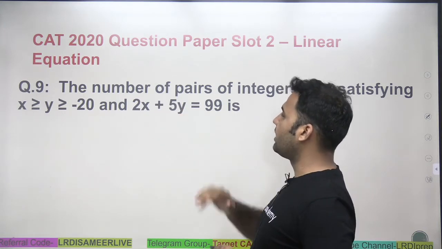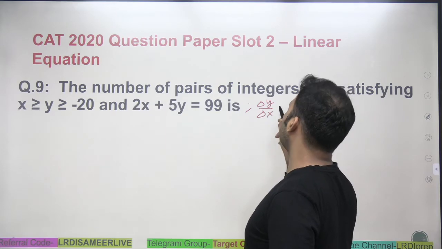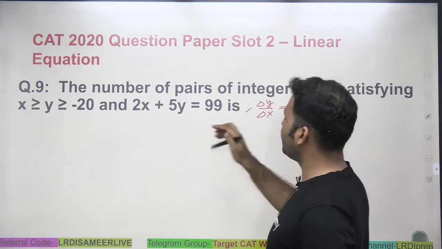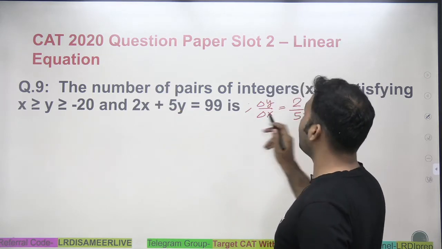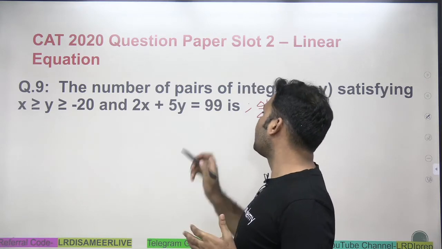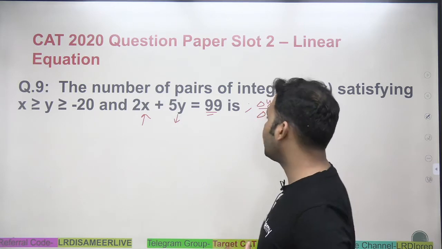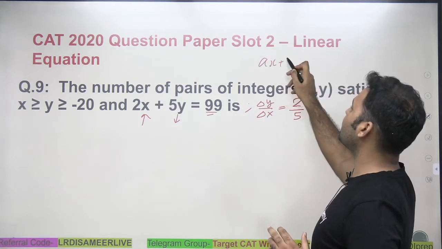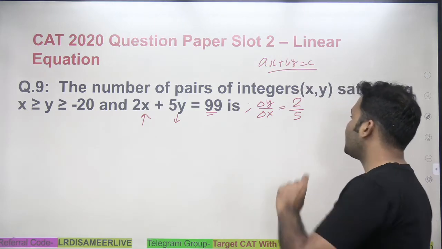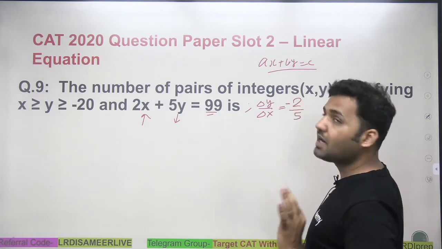Now look at this line. What is the slope of the line? Slope of the line is change in y upon change in x. Change in y is basically the coefficient of x, and change in x is the coefficient of y. And it's a decreasing line. Why is it a decreasing line? Because this value is fixed. If I increase x, I'll have to decrease y. Any line of the form ax plus by is equal to c is called a decreasing line. So change in y upon change in x will be equal to 2 upon 5, and because it's a decreasing line, the slope will be negative.